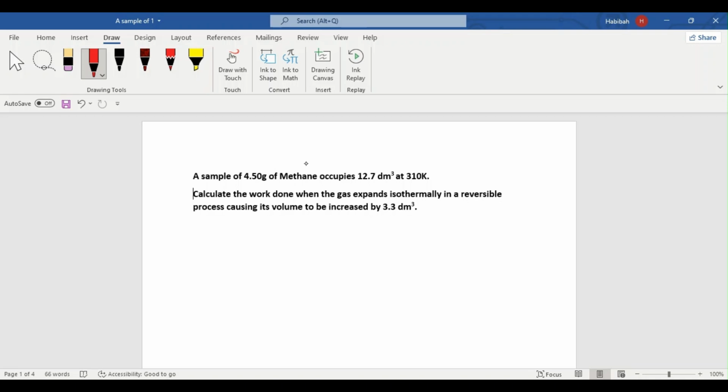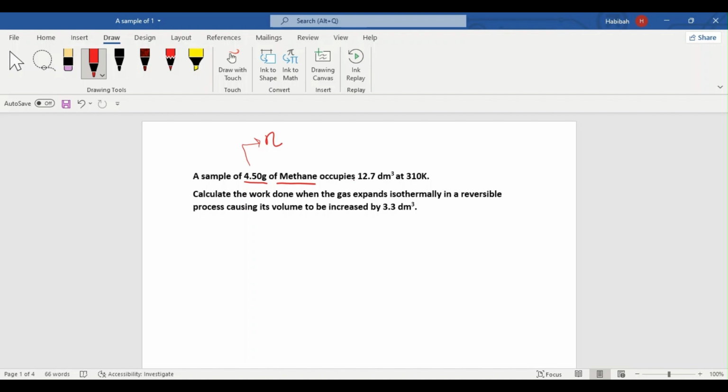Today we're going to be working on the question on the screen that says: a sample of 4.50 grams of methane occupies 12.7 dm cubed at 310 kelvins. First of all, you're given the mass of gas, and that gas is methane. So we've been given the identity and the quantity of the gas. Whenever you're given the mass as well as the identity of a gas, just know that indirectly they're trying to tell you that you have to solve for a number of moles. That's always what ends up happening in chemistry. So put that in mind.